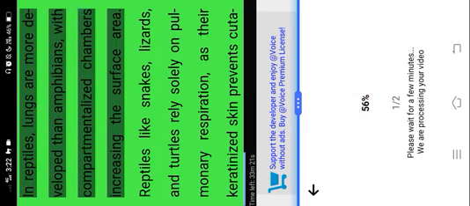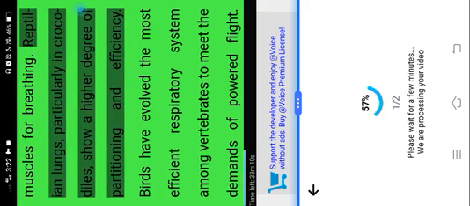In reptiles, lungs are more developed than amphibians, with compartmentalized chambers increasing the surface area. Reptiles like snakes, lizards, and turtles rely solely on pulmonary respiration, as their keratinized skin prevents cutaneous exchange. They exhibit tidal ventilation, but lack a diaphragm, using costal rib muscles for breathing. Reptilian lungs, particularly in crocodiles, show a higher degree of partitioning and efficiency.